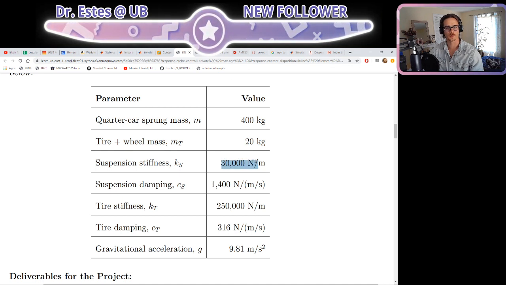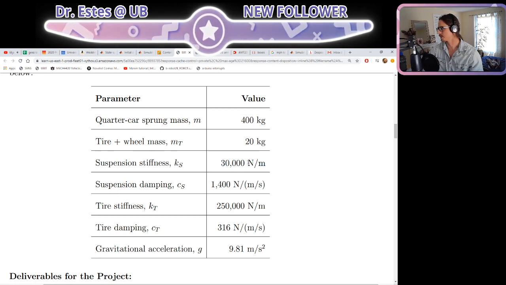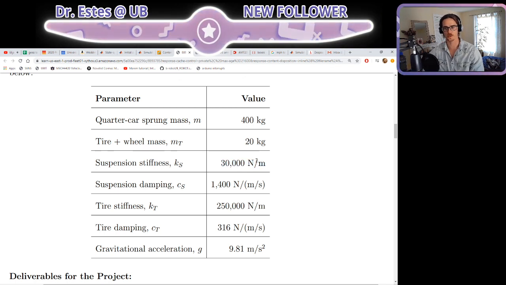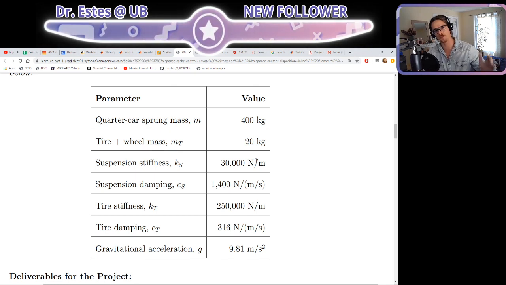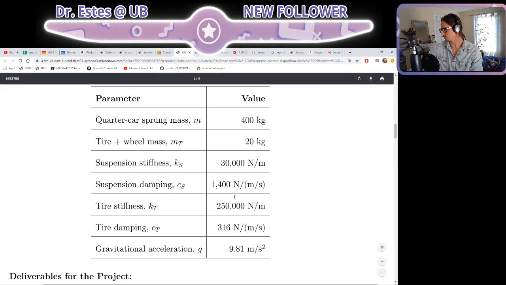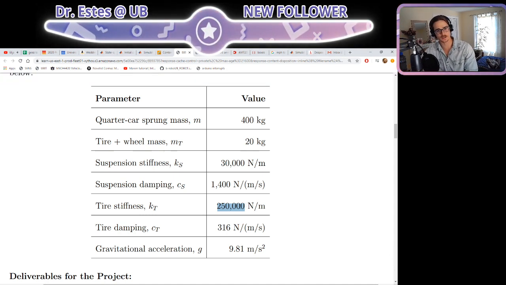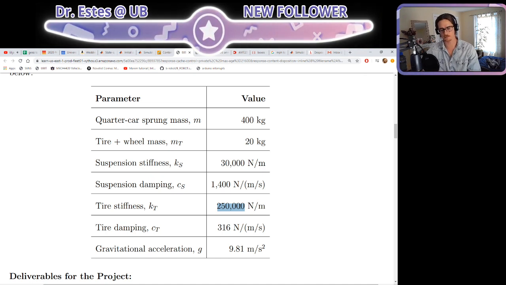So if you're wondering how stiff the suspension spring in my car is, well, this is a typical value for a passenger car. It produces 30,000 newtons per meter of deflection. I mean, you'd never deflect this an entire meter, but you can see that's a stiff spring. It can produce a lot of force. Your tire is actually way stiffer. It's an order of magnitude more stiff than your suspension spring. And the tire is less damped.